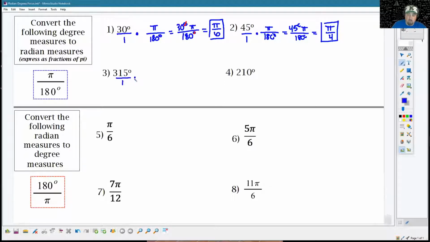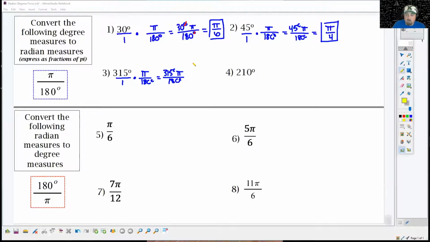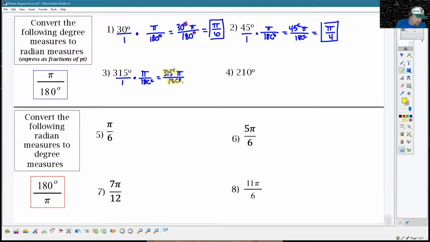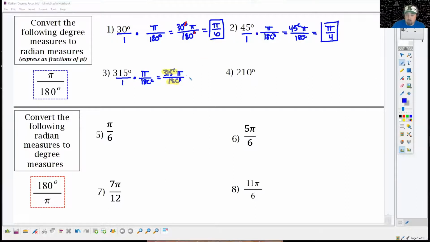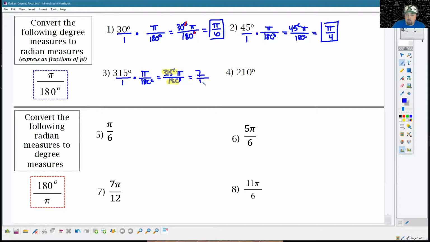315 over 1. Now this one's going to be improper. The top's going to be bigger than the bottom. Times pi over 180. So we get 315 pi over 180. And this is what we need to make a fraction. You're definitely going to want the fraction button on the calculator if you have one. You get 1.75. If you math fraction that, what do we get? It's 7/4. So that means that this gets 7 on the top, a 4 on the bottom, and the pi is along for the ride on the top. So it's 7 pi over 4 in radians.